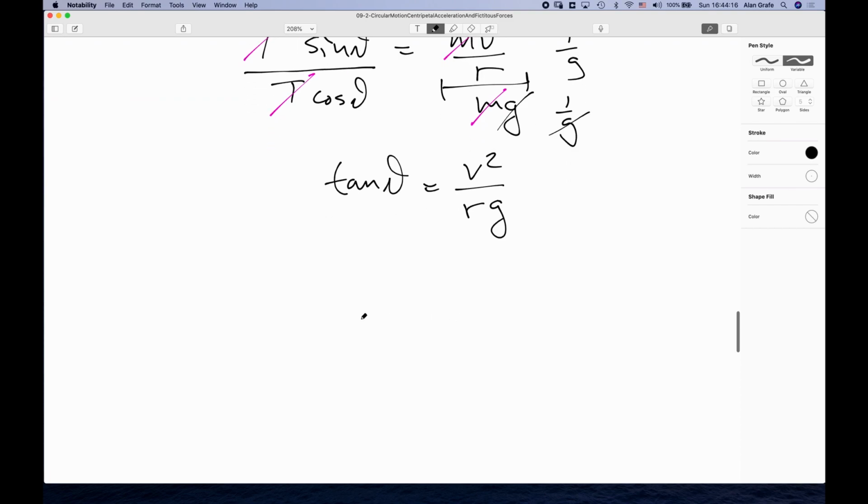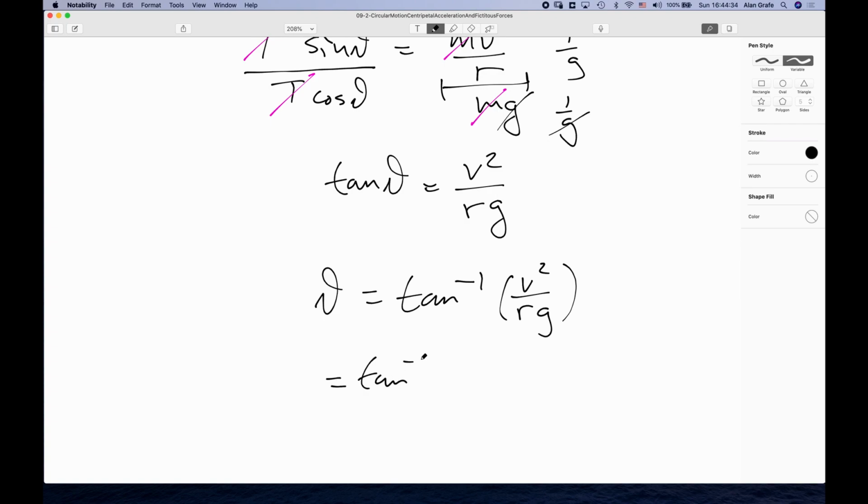So to get the angle, we have to take the arctangent of both sides. Remember, the arctangent is just the inverse of the tangent function. Okay, and now we can put in the numbers. So this will be the arctangent of 5 meters per second, which we'll square, over our 1 meter radius and 9.8 newtons per kilogram.